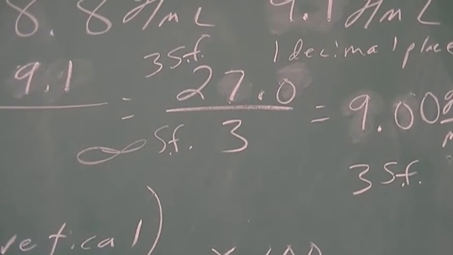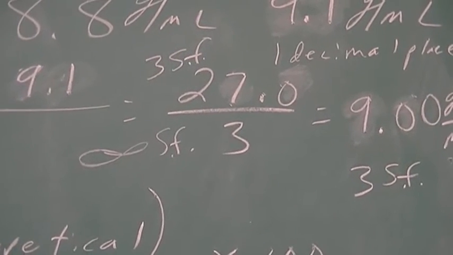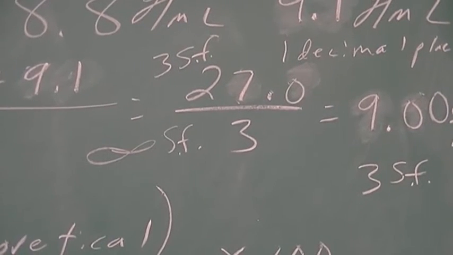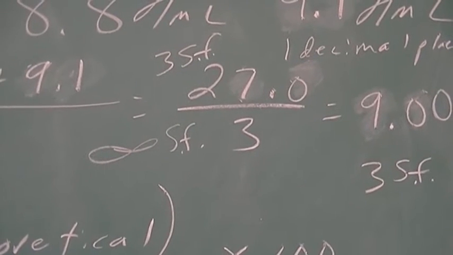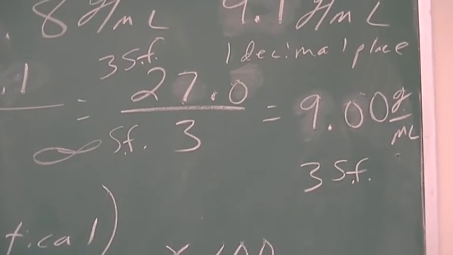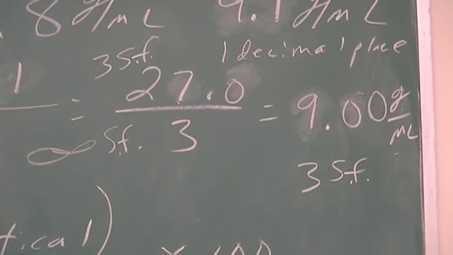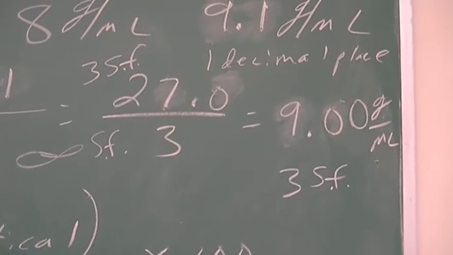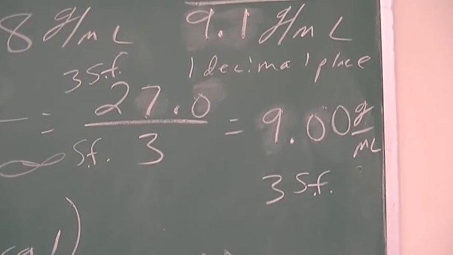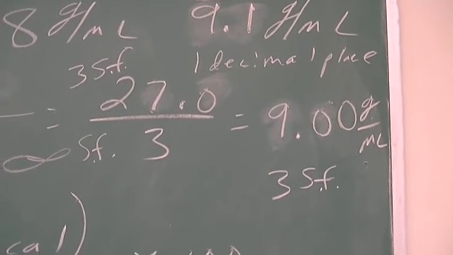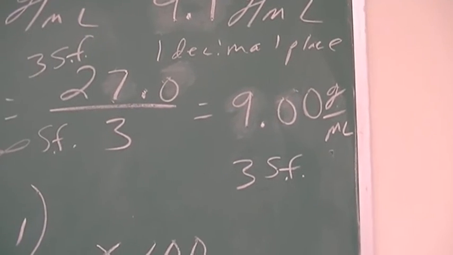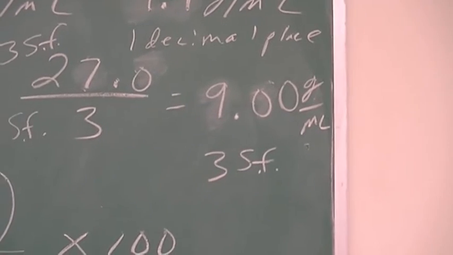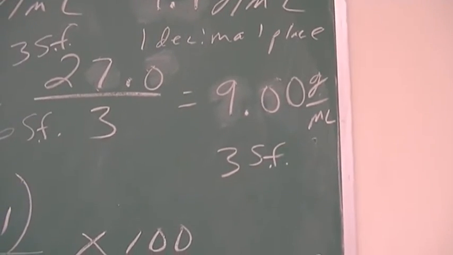So 27.0 has 3 significant figures. We're dividing it by a perfect number, 3 runs. And when you do your division, you give your answer to the least number of significant figures in your calculation. So 3 is less than infinity, and so you give your answer to 3 sig figs. Now your calculator reads 9. You must put in 9.00 grams per milliliter in order to get that to 3 significant figures.